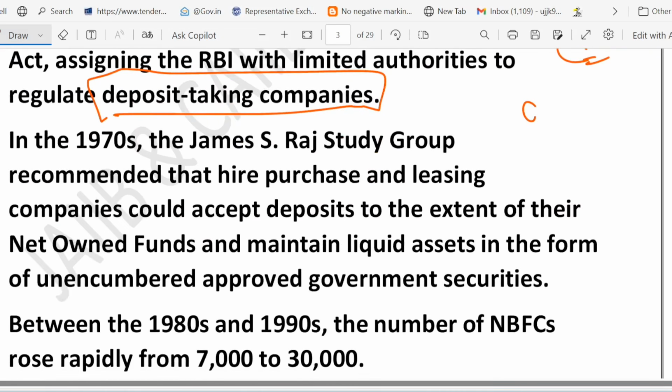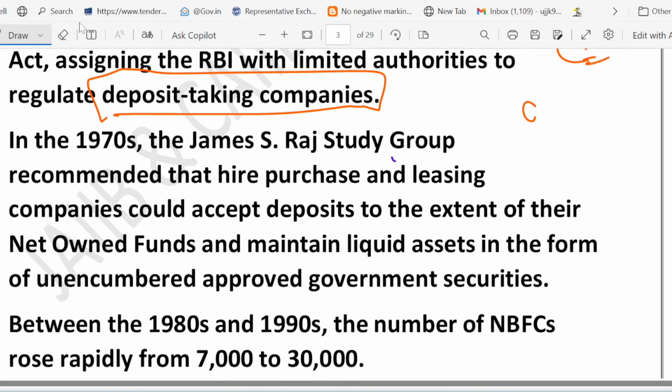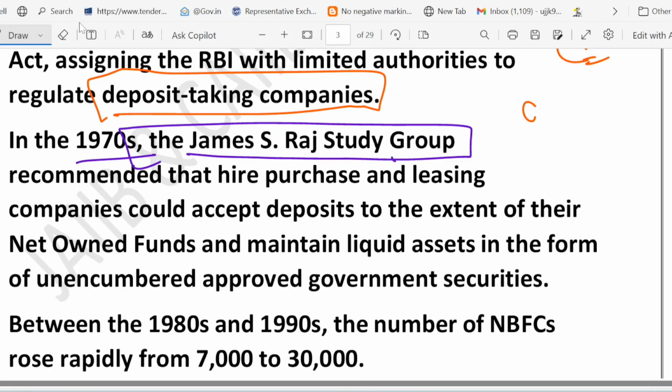Then comes a committee. You must know the name of the committee, like the Malegam committee we discussed in the previous chapter. Here the committee name is James S. Raj Study Group. This question is asked. This committee was formed in 1970. They recommended rules for hire purchase and leasing NBFCs. I told you that NBFCs have a bigger role in hire purchase and leasing.